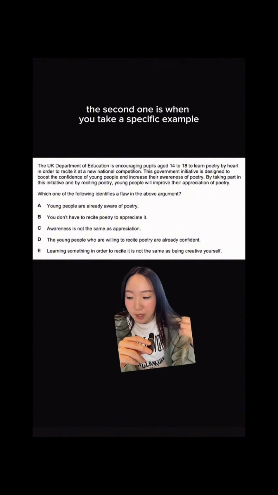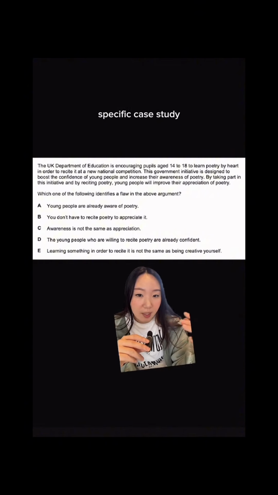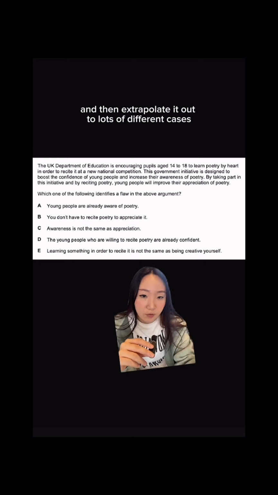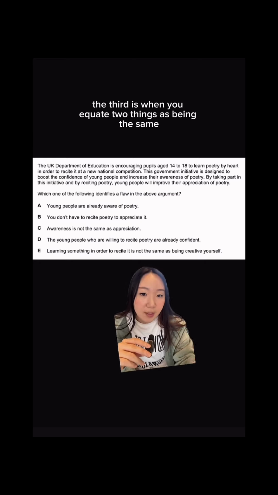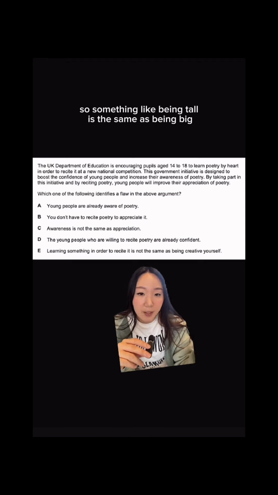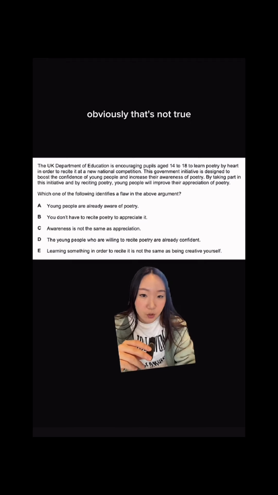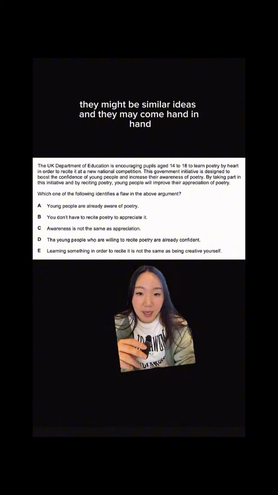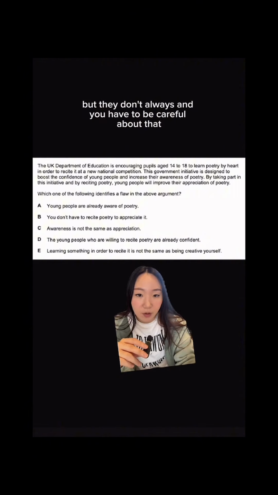The second one is when you take a specific example, a specific case study, and then extrapolate it out to lots of different, general cases. The third is when you equate two things as being the same when they're not. So something like being tall is the same as being big. Obviously, that's not true. They might be similar ideas and they may come hand in hand, but they don't always, and you have to be careful about that.